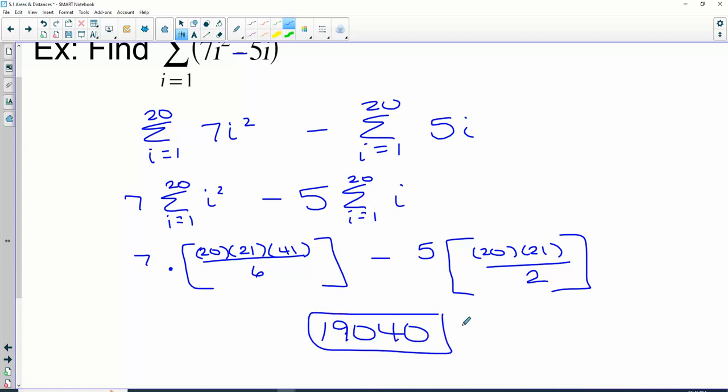Oh, I did that silly. Should get 19,040. Definitely faster than writing that original parenthesis out 20 times and adding all these up. Oh, it's minus there. It's 20 times 21, not 6 for some reason. Not really sure how I got 6.